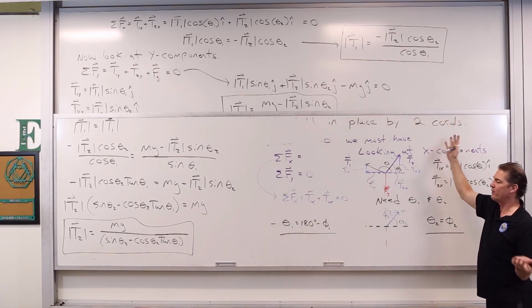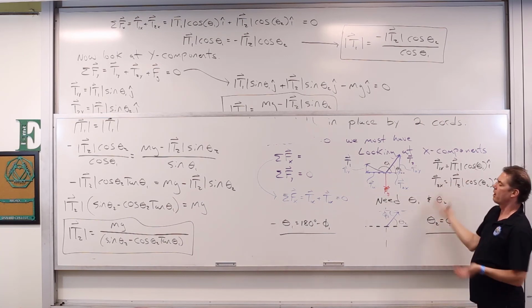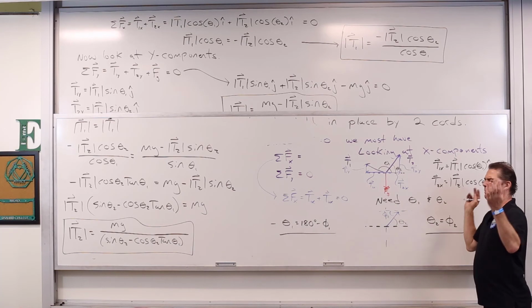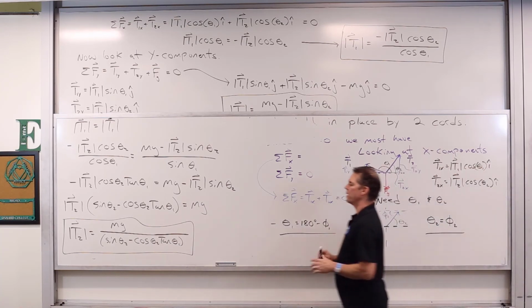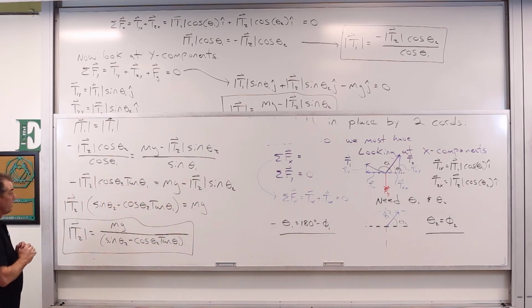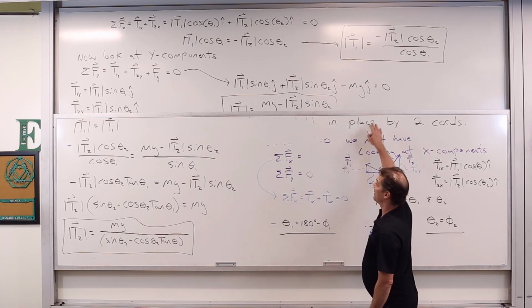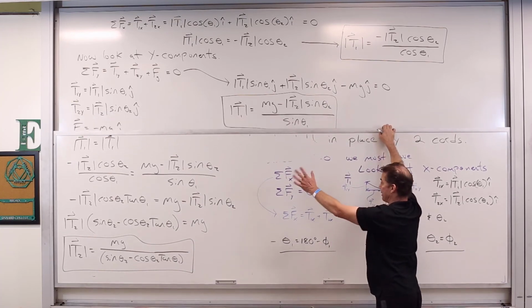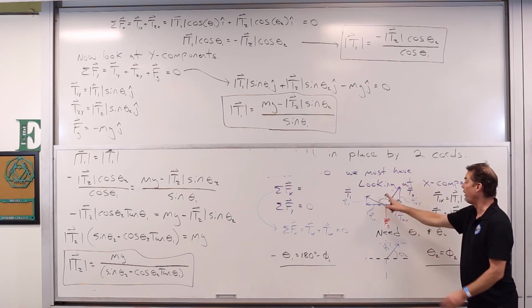Is that the only way to do it? No, we could have eliminated T2 in favor of T1, solved out for T1 to get T2. There's a couple different ways to go about this, but this is completely symbolic, and that's pretty much that. Again, one thing that you really have to be careful of in setting this all up is how the angles are referenced in the beginning.